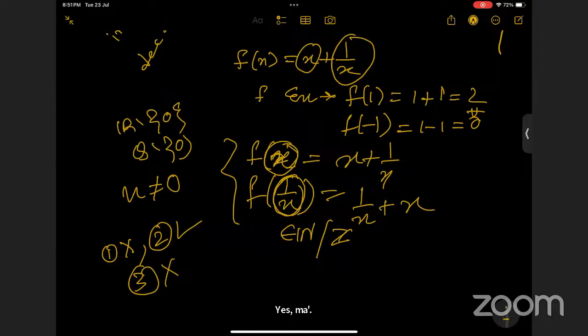What is option 4? Is it true? Again, same problem. False. Is 1 by 2 belongs to Z? No, ma'am. Sorry, yes, ma'am. You are right. So for option 4, again, we don't have any problem. What about the fifth option?